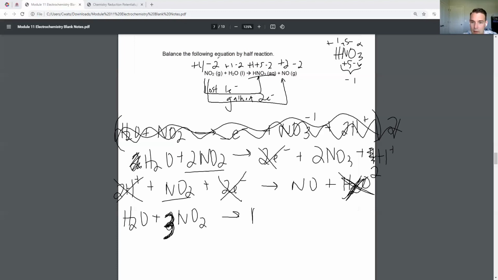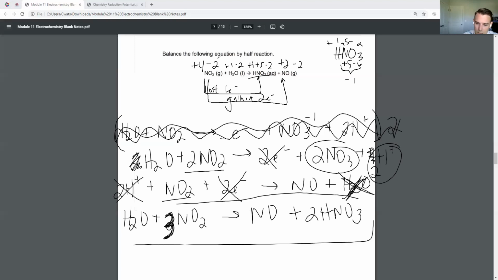To give me, we have an NO over here, and then I have 2 hydrogen ions and 2 nitrate ions to give me 2 nitric acids. And there is your balanced equation by half reactions.